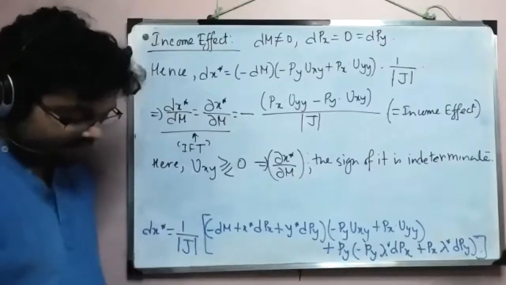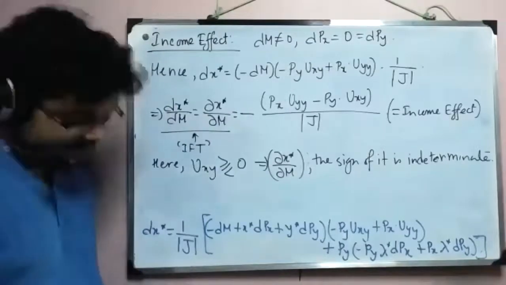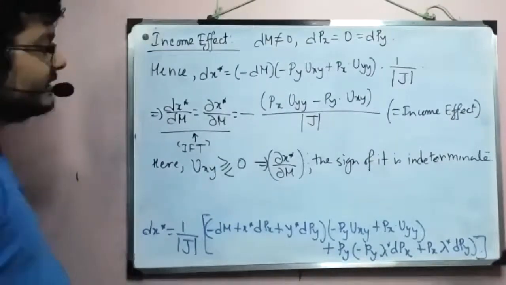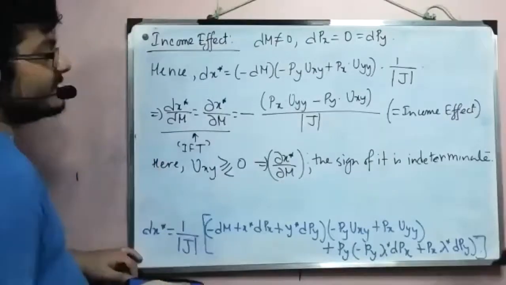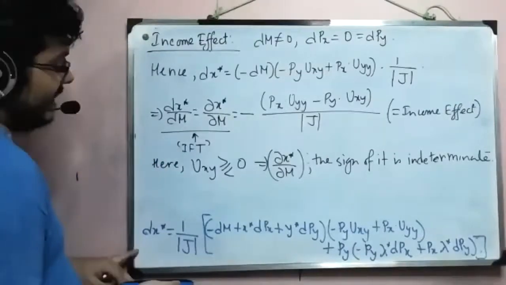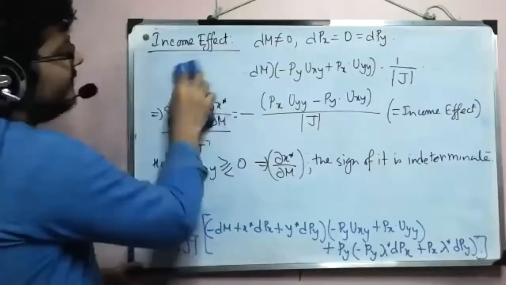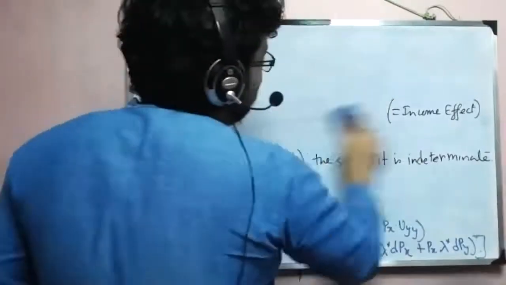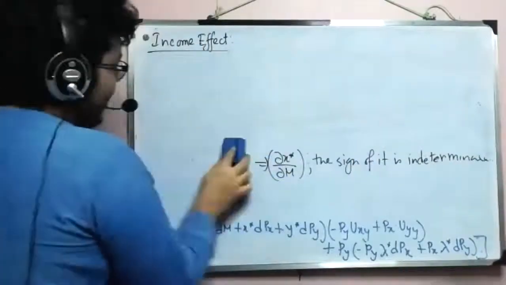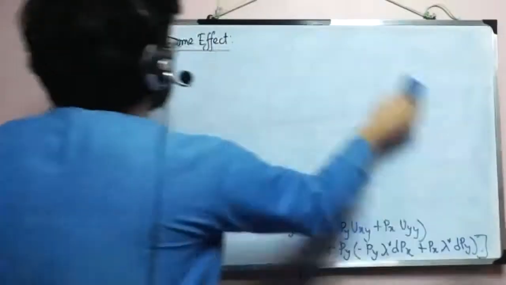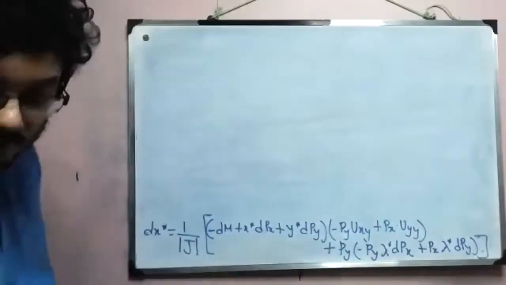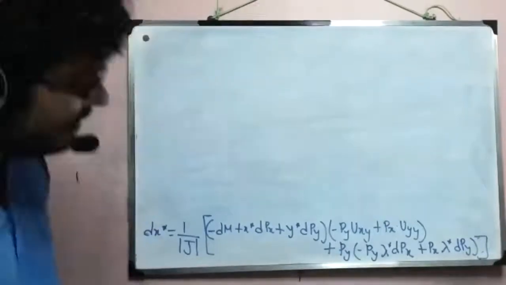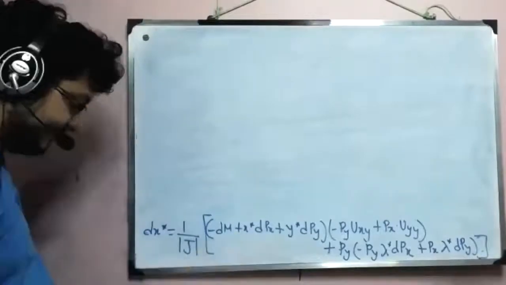So now we'll move on to substitution effect. Substitution effect essentially says that the utility achieved at the maximum point remains the same, right? It says that we must move on the same indifference curve, and that gives us the kind of condition that we are going to substitute in dx star.